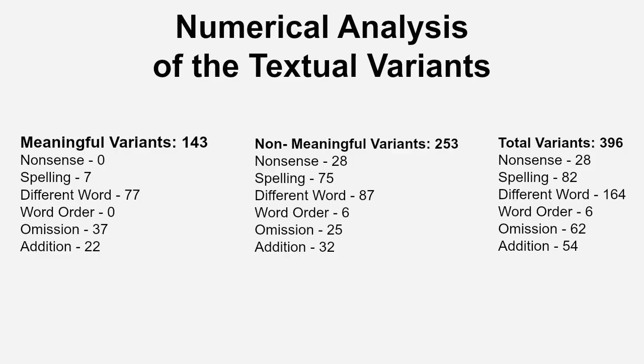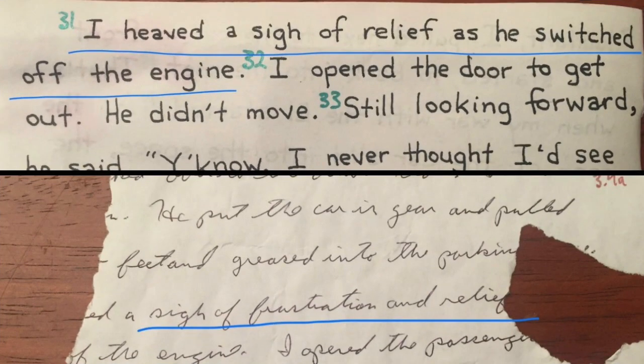And lastly, we have variants of addition, and that is basically when someone just adds something to the text, or as I saw it, anytime there was something in one of the manuscripts that was not in the base text, I counted that as an addition. And so here's a cool example of one that was actually very meaningful. In sentence 31 in the base text, it says, "I heaved a sigh of relief and he switched off the engine." But in manuscript 3.4, and as you can tell, this is one of my fragmentary manuscripts that has portions of it missing, but in that same sentence, one of the parts of the sentence that's preserved is a part that has an addition in it.